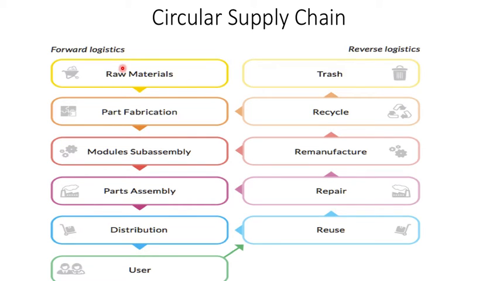Just imagine they bring the raw material from China and all this stuff happens in the US. They distribute it and the goods go to the user. That is a simple supply chain.